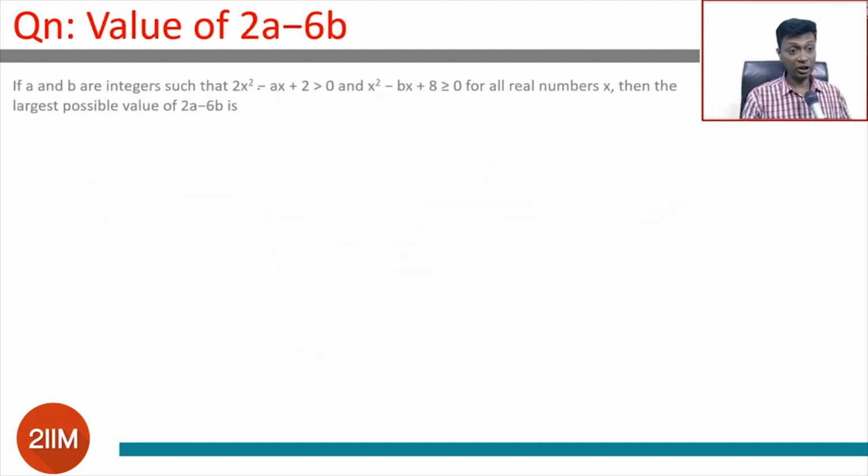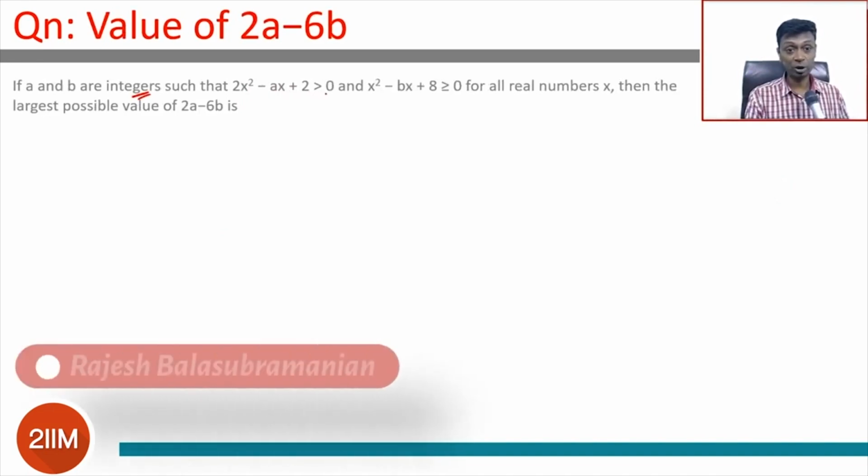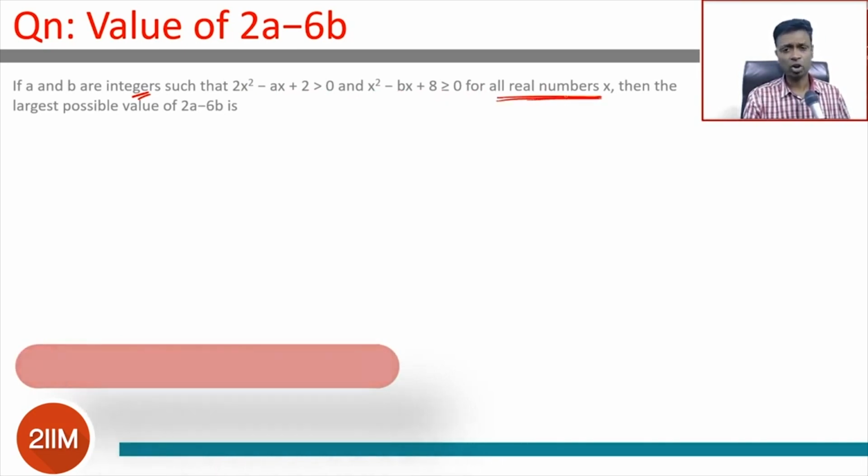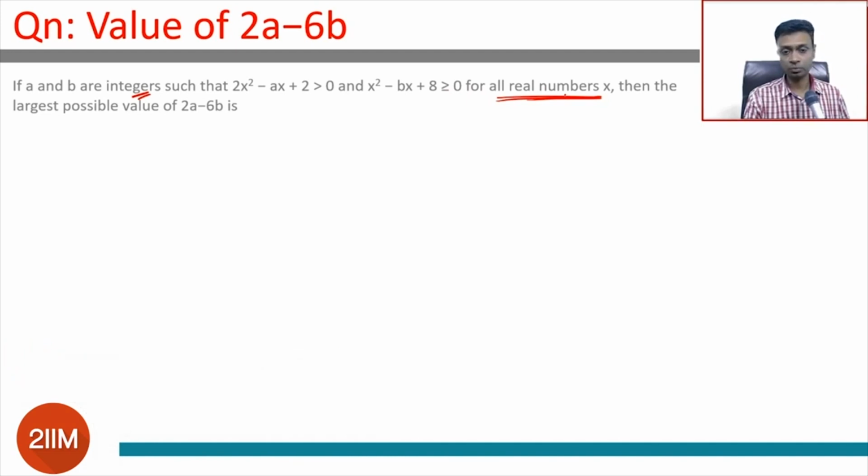If a and b are integers, such that 2x squared minus ax plus 2 is greater than 0, and x squared minus bx plus 8 is greater than or equal to 0, for all real numbers x, very vital point, is always greater than 0, then the largest possible value of 2a minus 6b. It's a complicated sounding question. We're going to do this by a wonderful method called completion of squares.